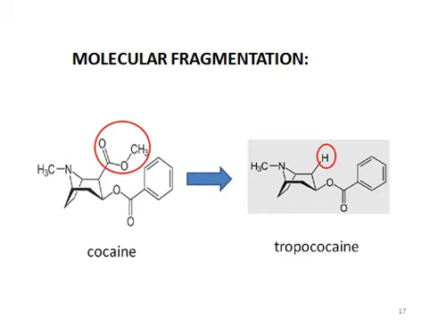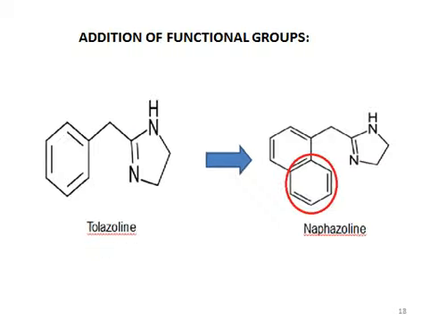This is an example of molecular fragmentation. Means here in cocaine, if we are removing this ester group, right? So we are replacing this ester group with a hydrogen, right? So we have removed this ester group, and we get tropacocaine, and the tropacocaine is more potent than cocaine, right? So you can see the removal of the fragment is enhancing the biological activity.